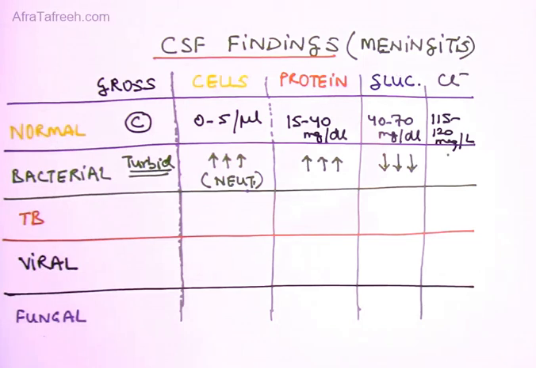Similarly, the chloride levels are also going to be reduced, but mildly. So in contrast to a normal individual, bacterial meningitis is characterized by high pressure inside the cerebrospinal fluid, the pressure exceeds tremendously, turbid fluid, increased number of neutrophils, high levels of proteins, reduced levels of glucose and reduced levels of chloride.